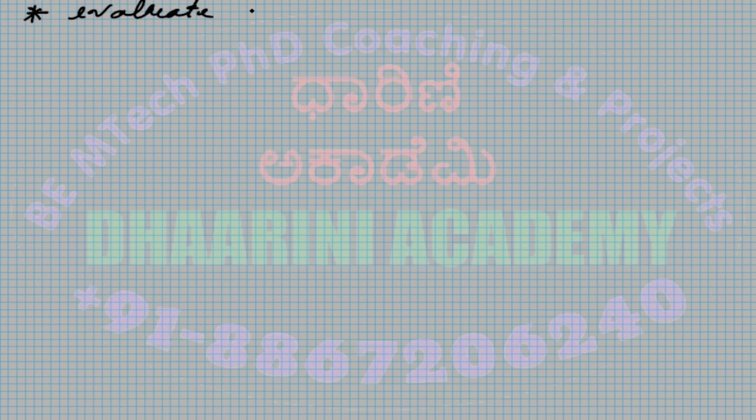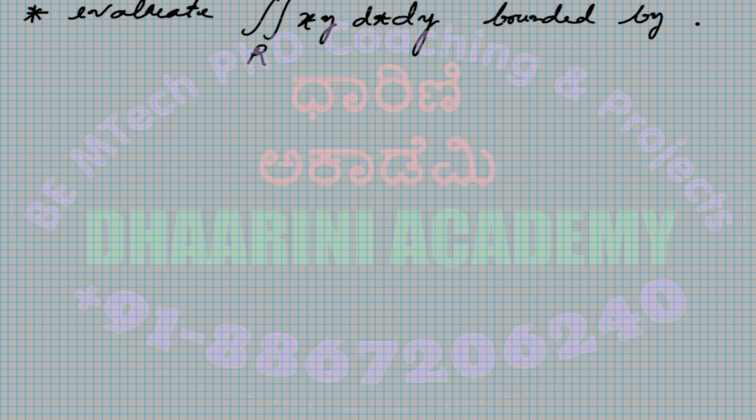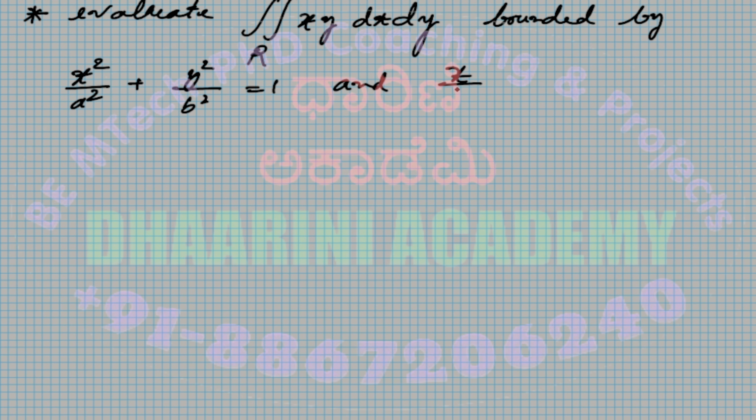Okay. So evaluate the double integral over the region R, x into y dx dy, where R is bounded by x squared divided by a squared plus y squared by b squared equals 1, and the straight line. So the straight line is x by a, my mistake, x by a plus y by b equals 1.